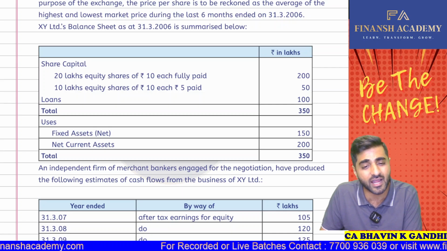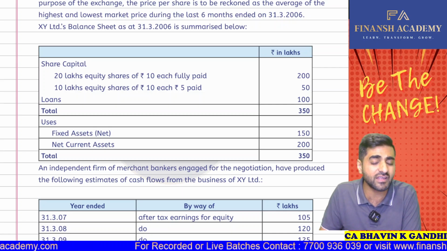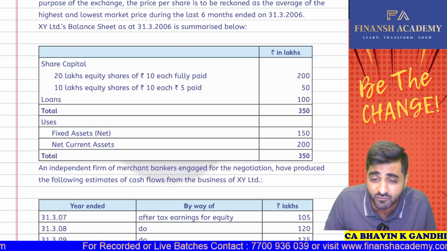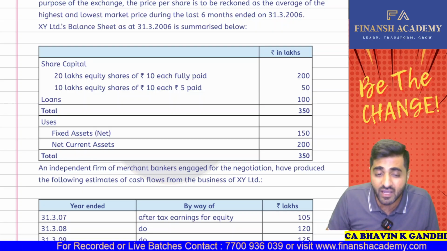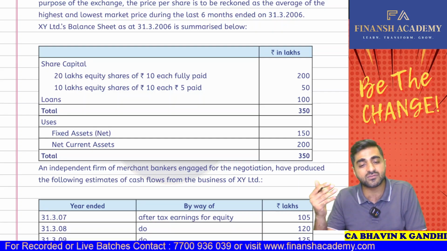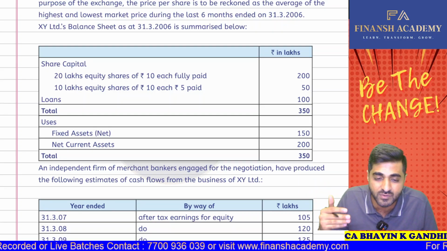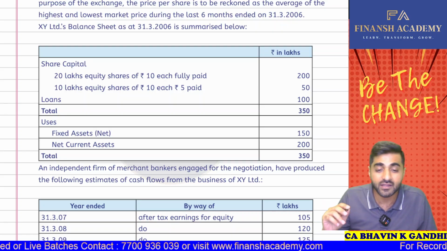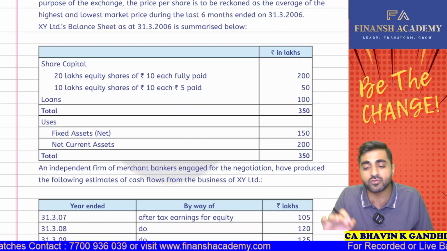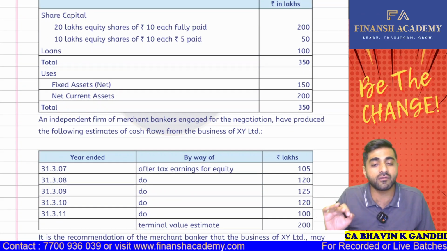So we have share capital, and here we have 20 lakh equity shares of rupees 10 each fully paid up. Then we have 10 lakh equity shares of rupees 10 each 5 paid up. We have loans, and then we have the total. And where are we applying this? So there are fixed assets, which are 150, and then there are net current assets, which are 200. The total is 350.